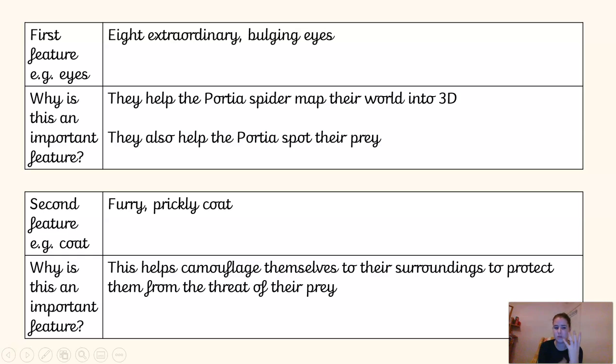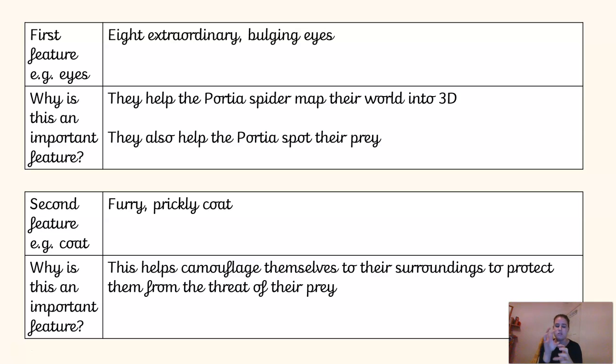But I then need to think, well, why is that an important feature? How is that going to help me in my writing? Is there any way I can expand on that information? Well, I know that the reason why they have a prickly coat is it helps them camouflage themselves from their surroundings. So not only does it protect them from the threat of their own prey, but I also know it's how they camouflage themselves so they can catch their prey. So they can use it as a defense mechanism or a skill of hunting.